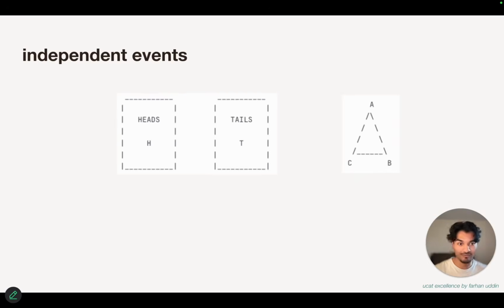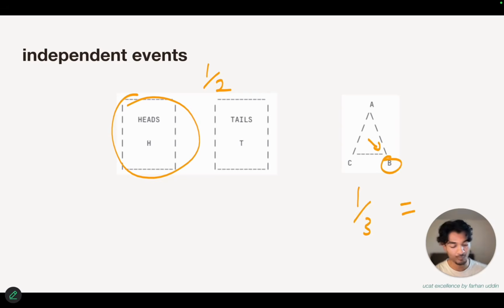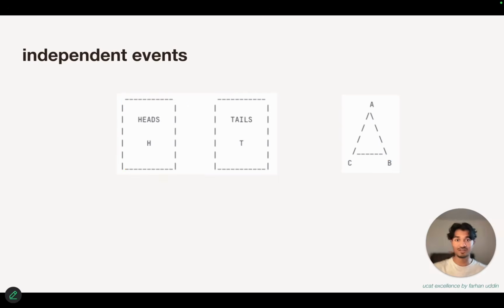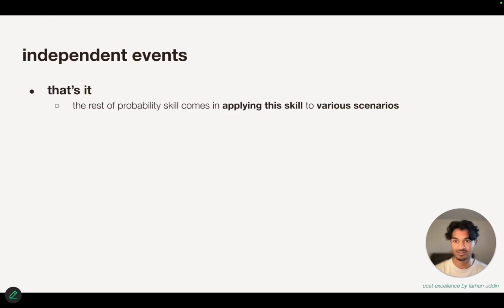So what about if the probabilities change? It's going to remain the same here, so 1/2 here, but pretend like this is a beautiful, nice equilateral triangle. The probability of landing on B here is going to be 1/3. So what's it going to be for both heads and landing on B at the same time? The probability of that is going to be 1/6. You just multiply the two together. That's it when it comes to independent events, guys. Literally, that's it. The rest of probability skill comes in applying this specific skill to various different scenarios, which is exactly what we're going to go through.